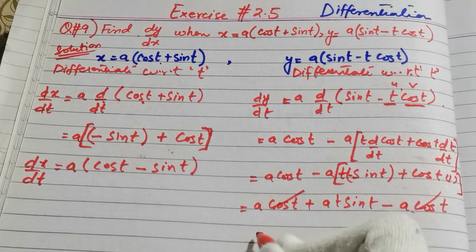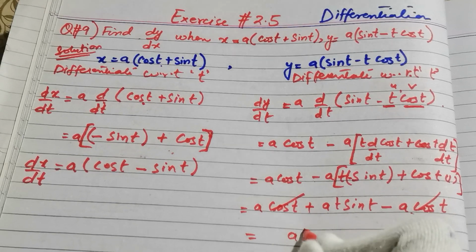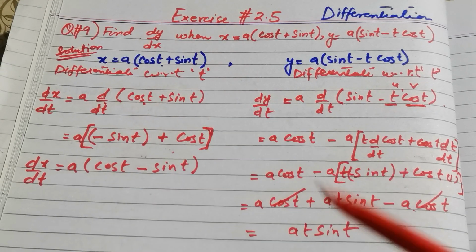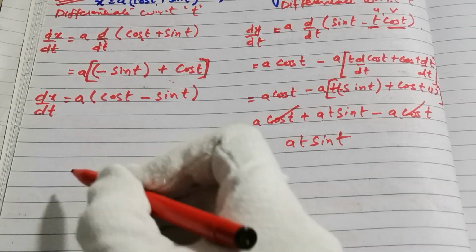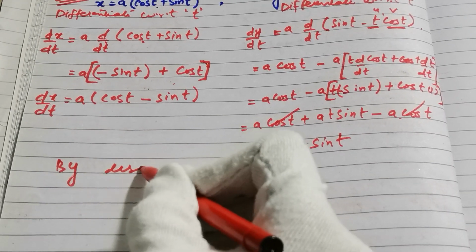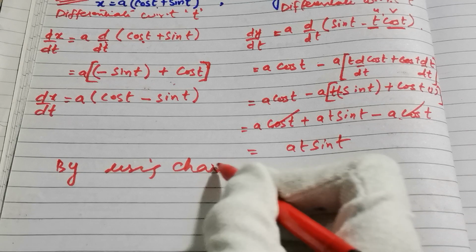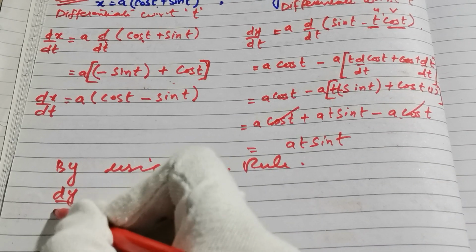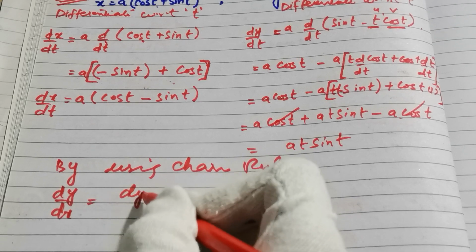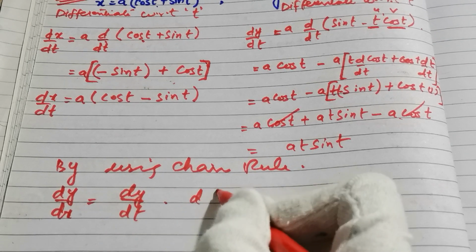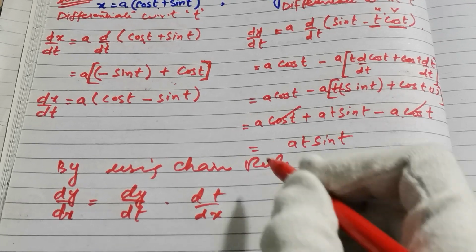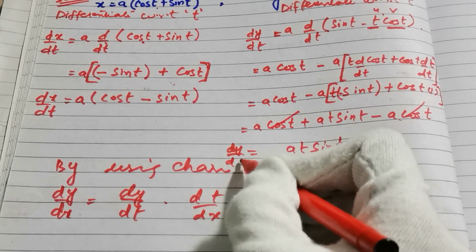The positive cos t and the negative cos t cancel. What is left? a t sin t. And since we want to find dy by dx, we apply the chain rule. What does the chain rule say? dy by dx is equal to dy by dt times dt by dx. Repeating the value of dy by dt.